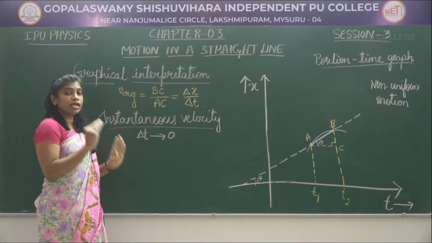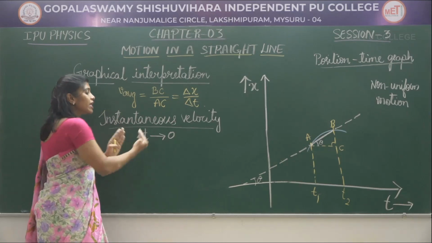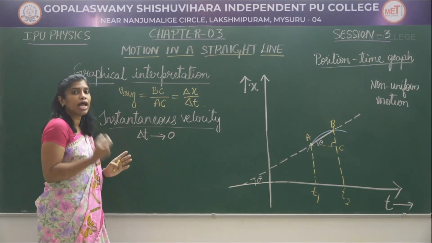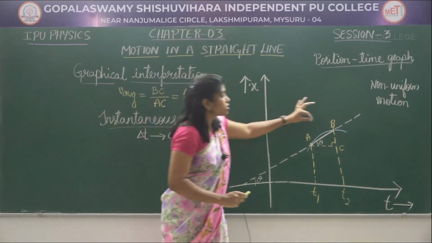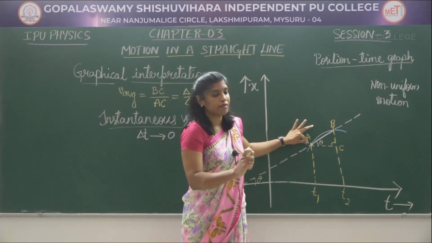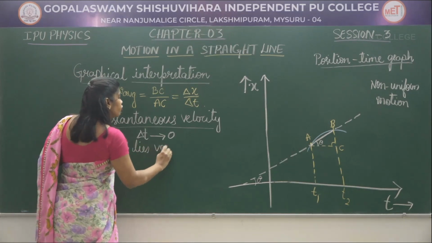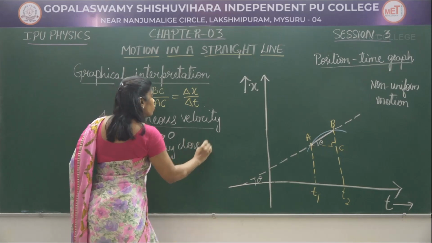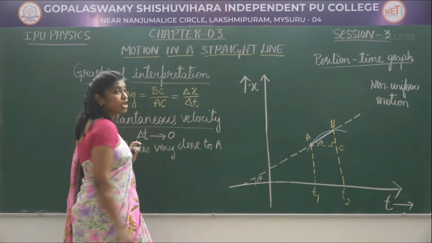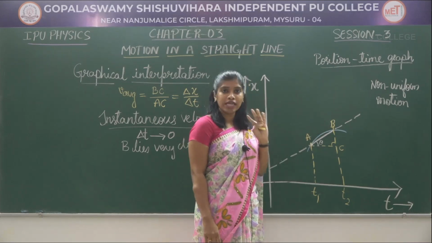That doesn't mean delta t becomes 0. Delta t will never become 0, but it is coming very near to the value of 0, so that this point B comes very near to point A. We'll write B lies very close to A. Now, what happens if I bring this point B very close to A?